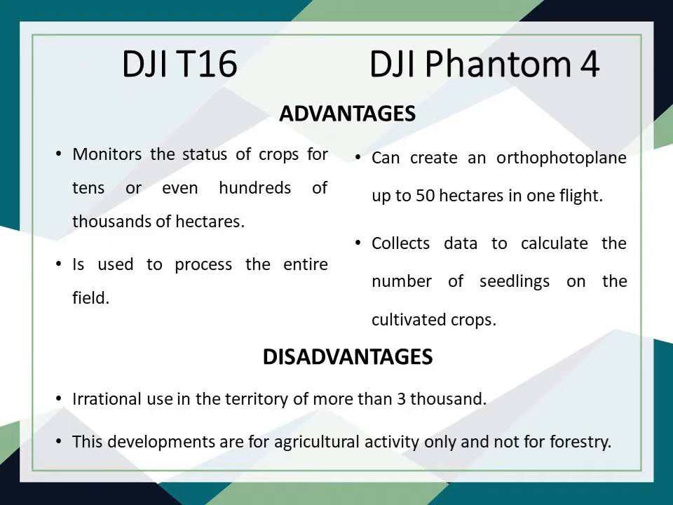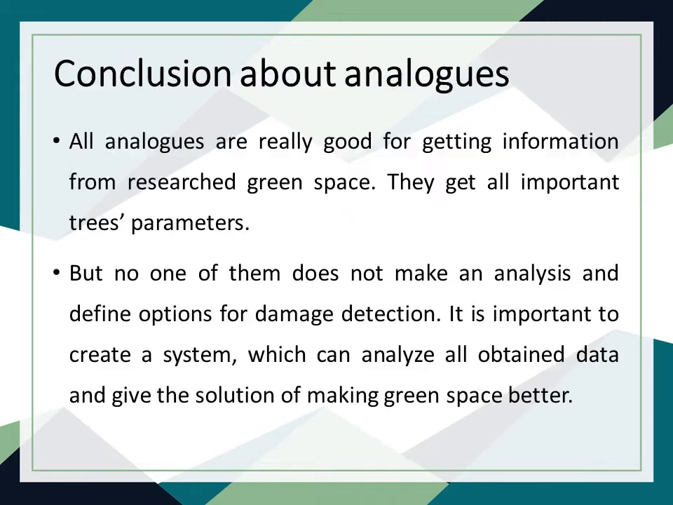DJI-T16 drones monitor the status of crops for tens or even hundreds of thousands of hectares. It is used to process the entire field. The DJI Phantom 4 drone can create an orthophotoplane up to 50 hectares in one field. It collects data to calculate the number of seedlings on the cultivated crops. The disadvantage of these drones is their irrational use in the territory of more than 3,000. These developments are for agricultural activity only and not for forestry.